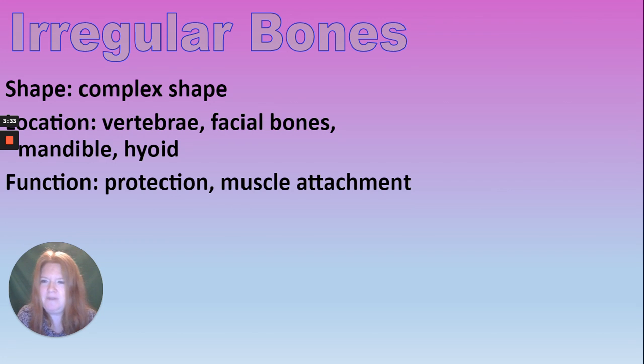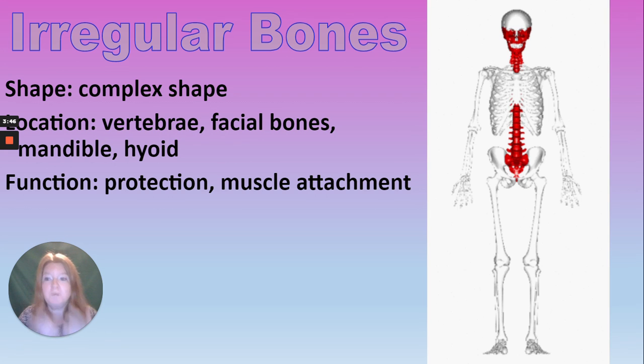All right, then we have irregular bones. And irregular bones have a complex shape. So they don't fit smoothly into one category. So our vertebrae, for example, very strange shape. Our facial bones, which are going to be even unique based on us. The mandible, our jawbone, and the hyoid, the bone that our tongue attaches to. So again, these are going to provide some protection and also spots for muscle attachment. Think the hyoid, right? That's where your tongue muscle is.